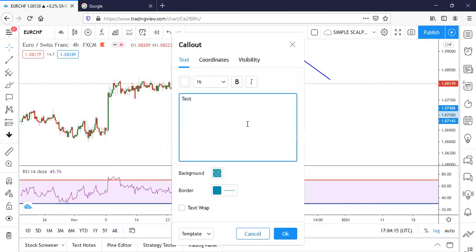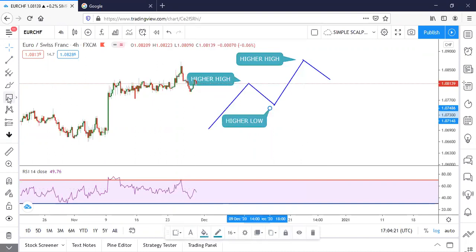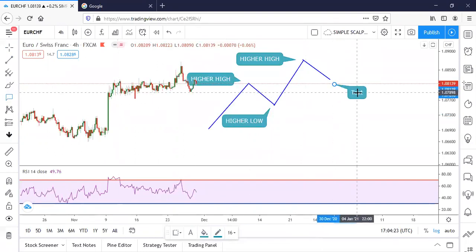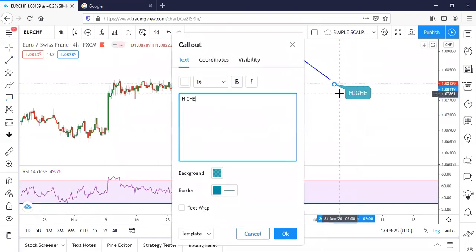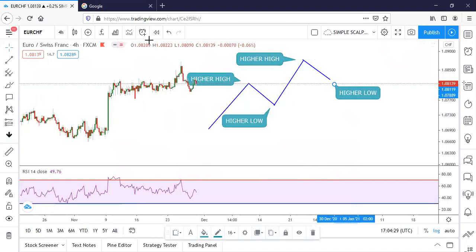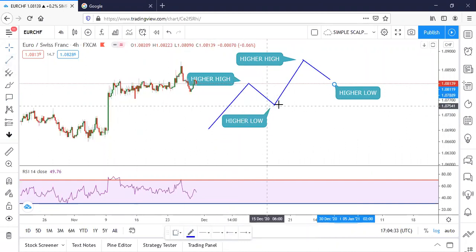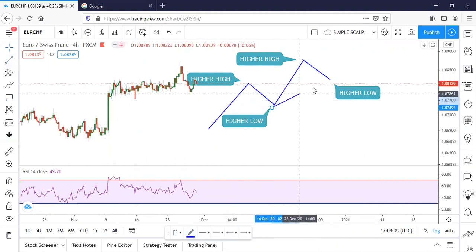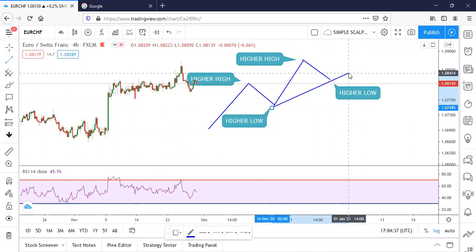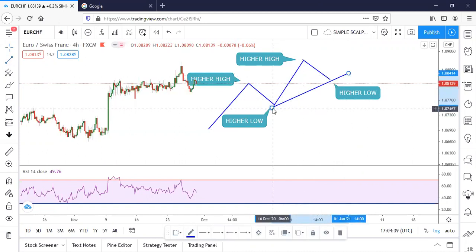Then higher low. Another higher low. I'm going to be fast with this, guys. Just make sure you pay attention to every bit of information I'm talking about. So you want to connect these lows together, these two higher lows.